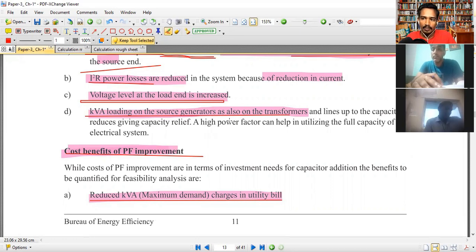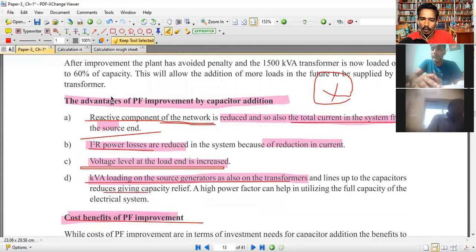Suppose you run the system at low power factor, then for more load they will generate more kVA. That is also reduced. This means the kVA loading on the source generator, the transformer and the line is reduced, and its capacity is also relieved. Simple, you have to write these 4 points. They give 3 marks.